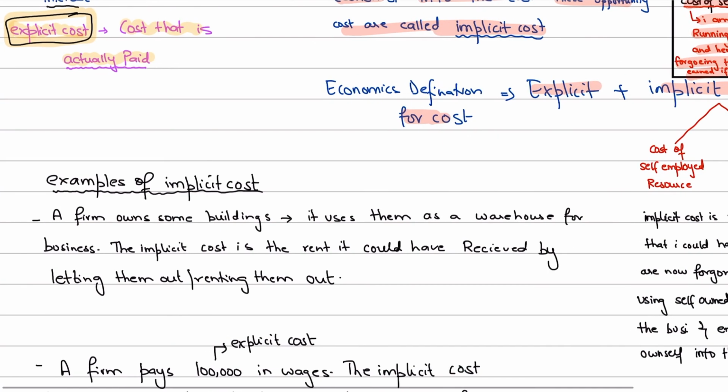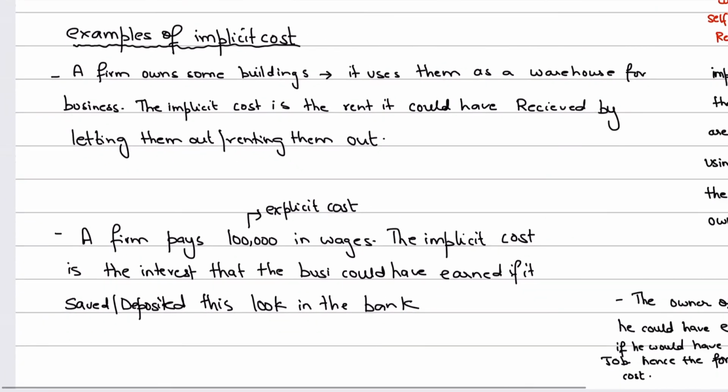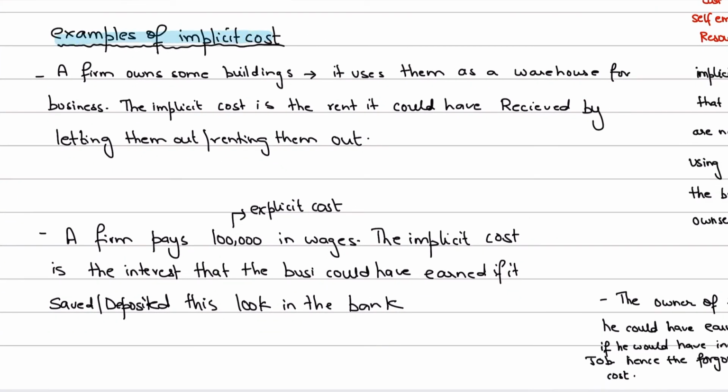Now I've used some more examples, although we've already seen that in the video, but let's just run through it again. So examples of implicit costs could be, let's say a firm owns some buildings. So if a firm owns a building, it uses it as a warehouse for a business, right? It is using that building as a warehouse at a storage capacity. The implicit cost of using that warehouse for your business is the rent it could have received by letting them out or renting that premises out instead. So I could have rented that out and earned income as well, but I'm foregoing that income just because I am using it as a warehouse.